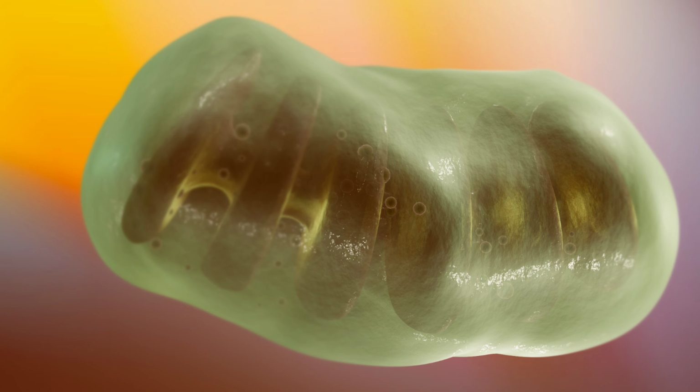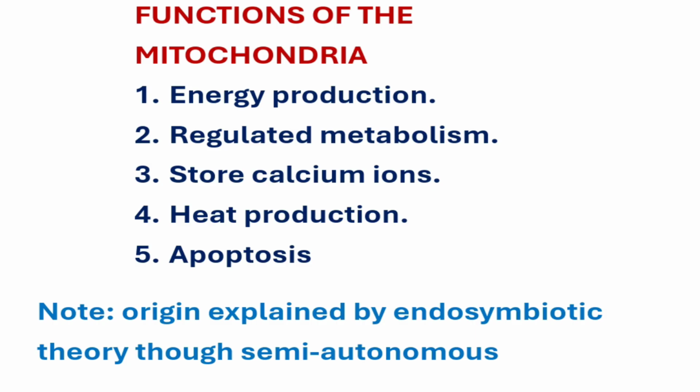However, mitochondria are semi-autonomous organelles because they replicate independently. They have their own DNA and make some of their own proteins, but they still depend on the nucleus and cytoplasm for many essential proteins. They cannot live outside the cell, so they are not fully autonomous.